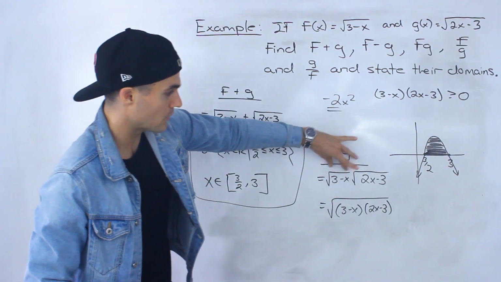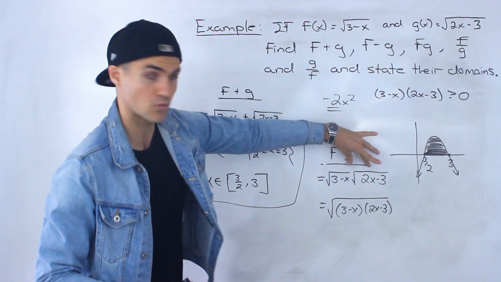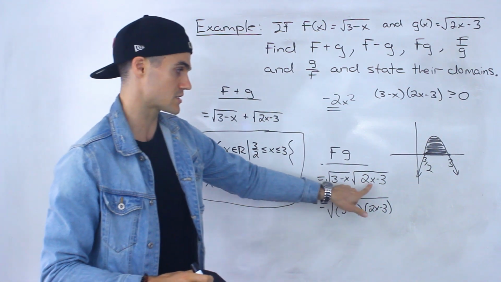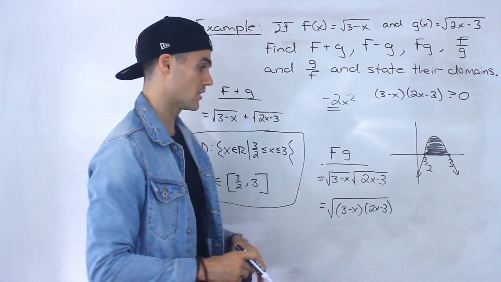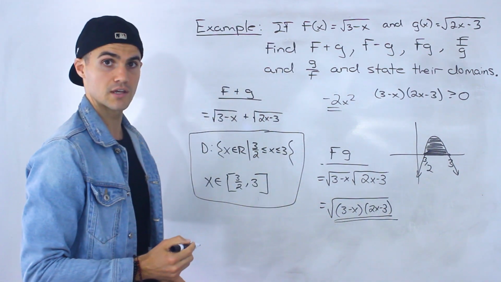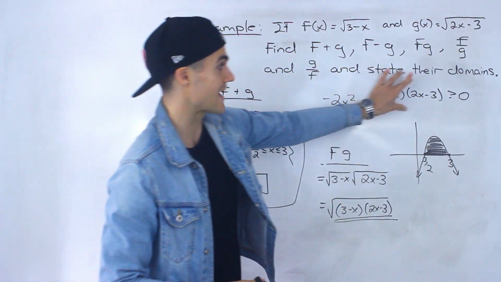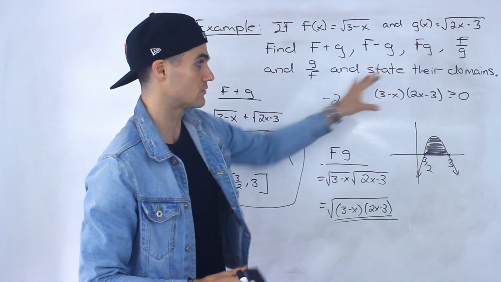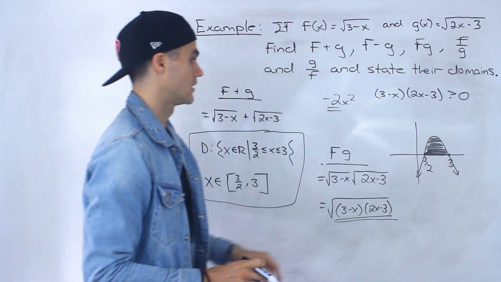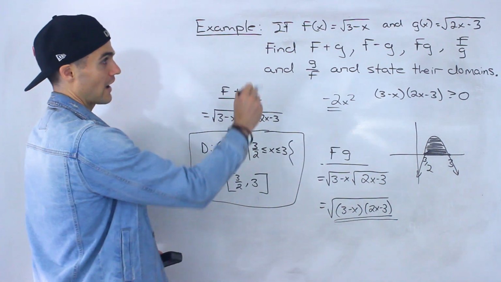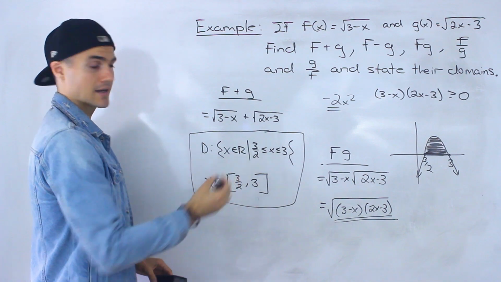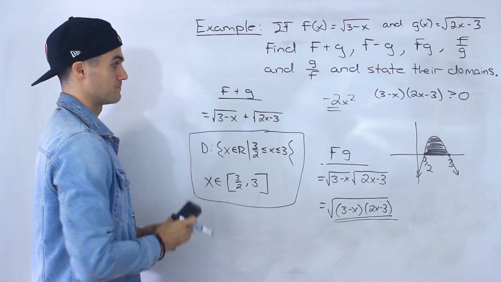Okay, so we can see that with separate square root expressions, this expression has to be greater than or equal to 0, or this one has to be greater than or equal to 0. But you can also look at this whole expression under the square root and figure out when that is greater than or equal to 0. When you combine them, you'll see that you get that same interval. So I thought I would mention that. For f plus g, f minus g, and f times g, the domain is exactly the same.